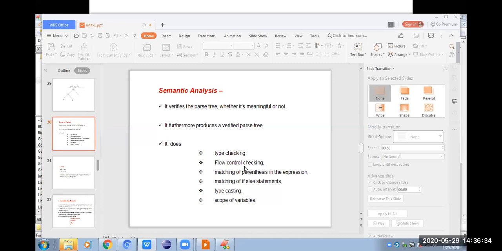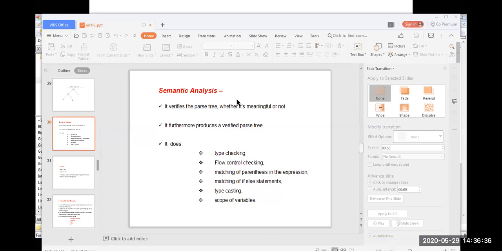One thing semantic analysis will do is type checking. Next, it verifies whether the control statements are correct or not. Whether the for loop is right or not, whether a while loop is right or not, the control statements are also verified by semantic analysis. Next, whenever we have expressions, matching of parentheses in the expressions is checked. Previously we have seen this example also. Whenever we write formulas in your program, matching of the parentheses in those formulas is also verified by this semantic analysis.